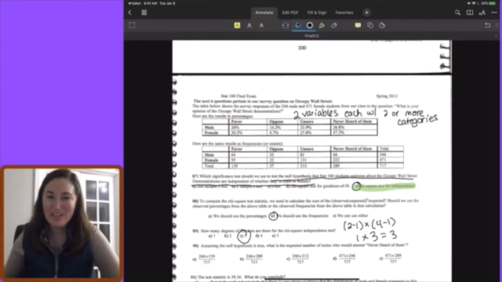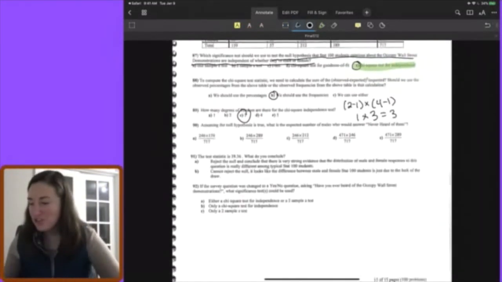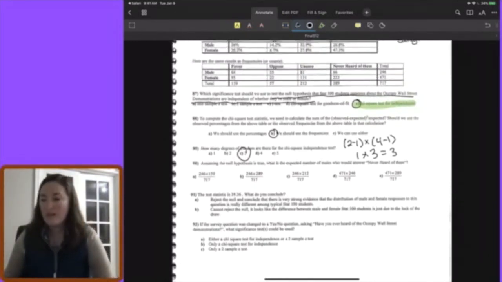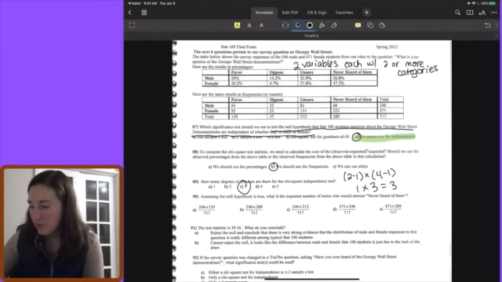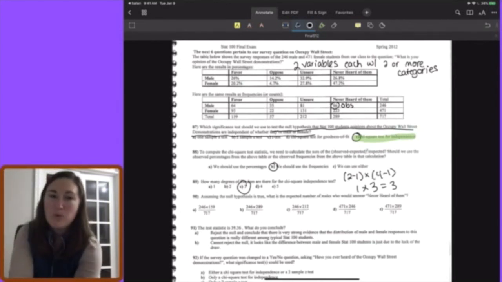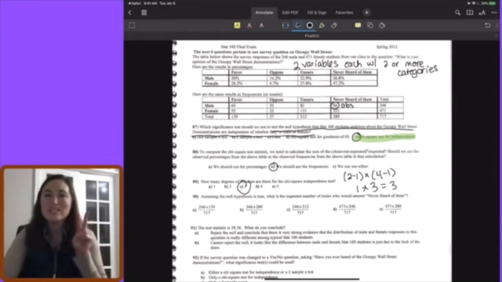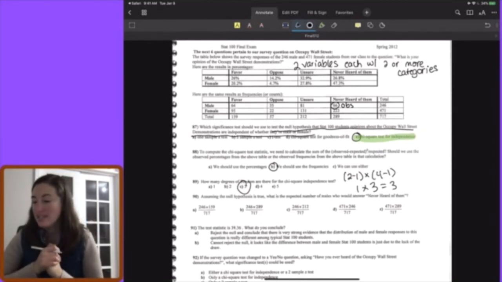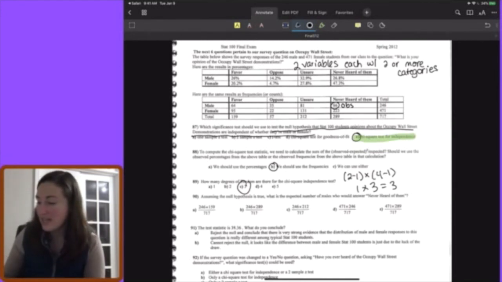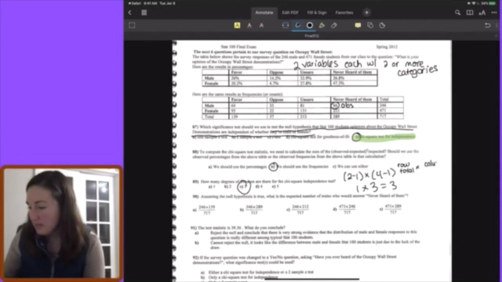All right. Moving right along. Assuming the null is true, what's the expected number of males who would answer never heard of them? So let's see. Male, never heard of them. We observed, these are our table of observed values, 66. What would we expect? And here what I would do is go ahead and use the shortcut way to do this. There's 2 ways to figure out the expected values for the independence test. And the easiest way, I think, is just by taking the row total times the column total divided by the overall total.